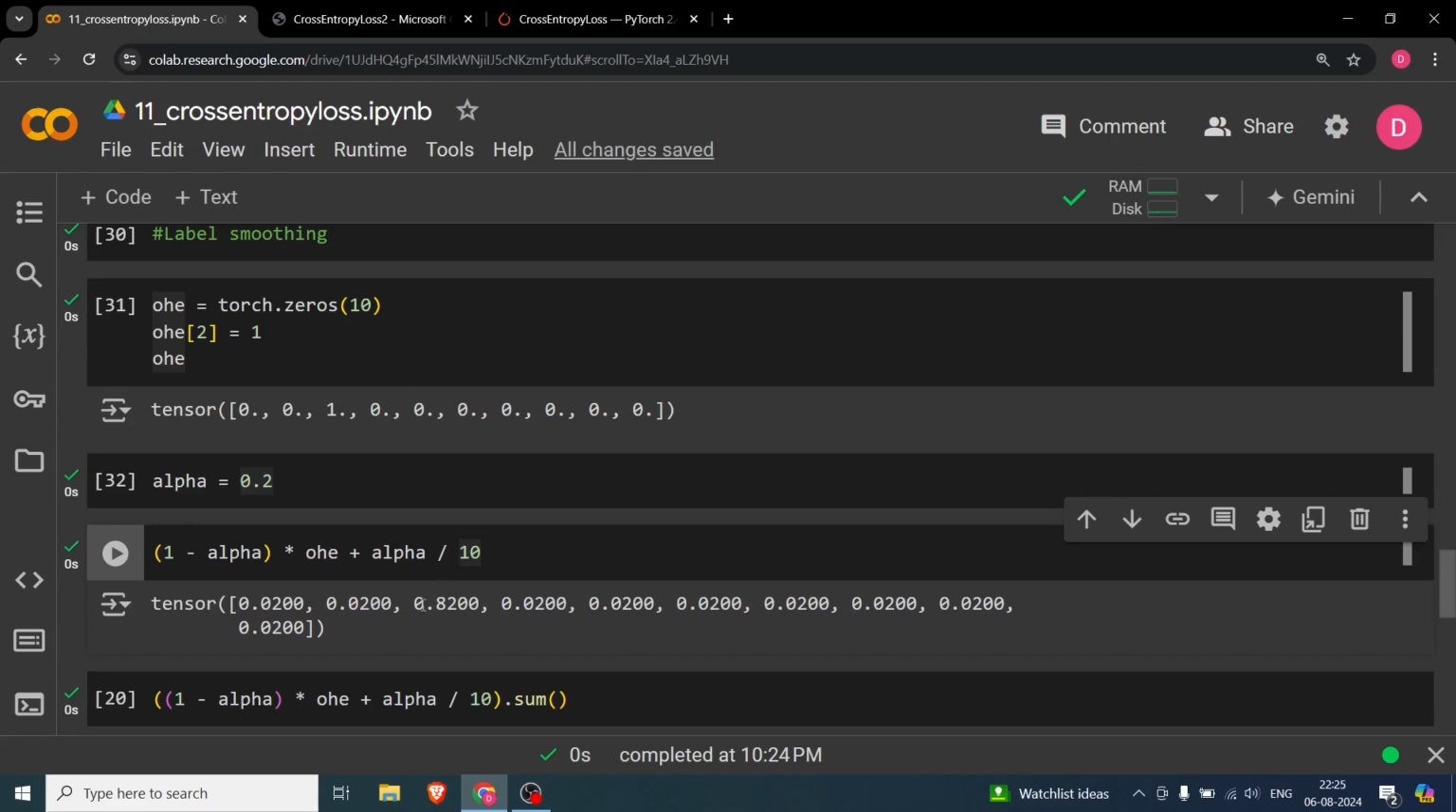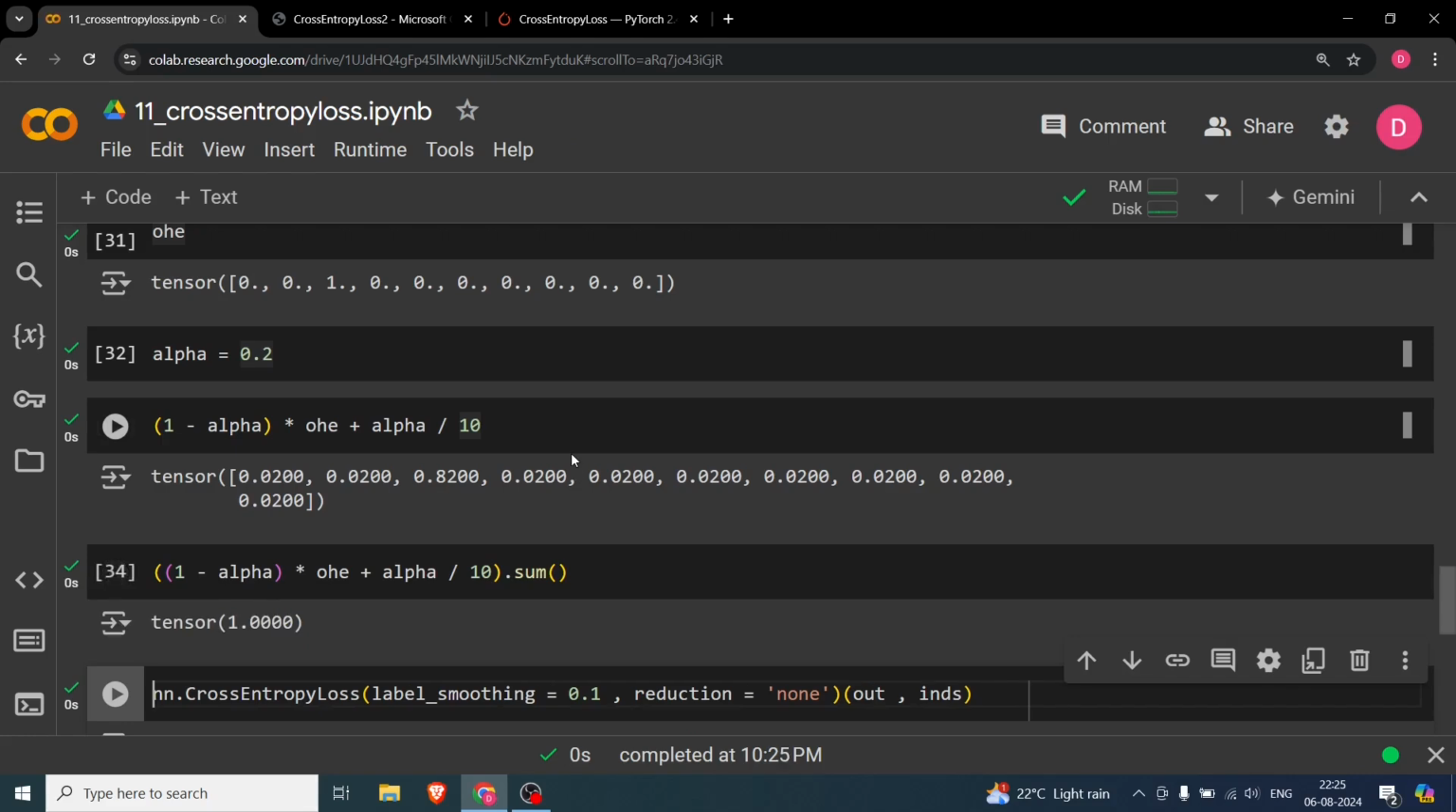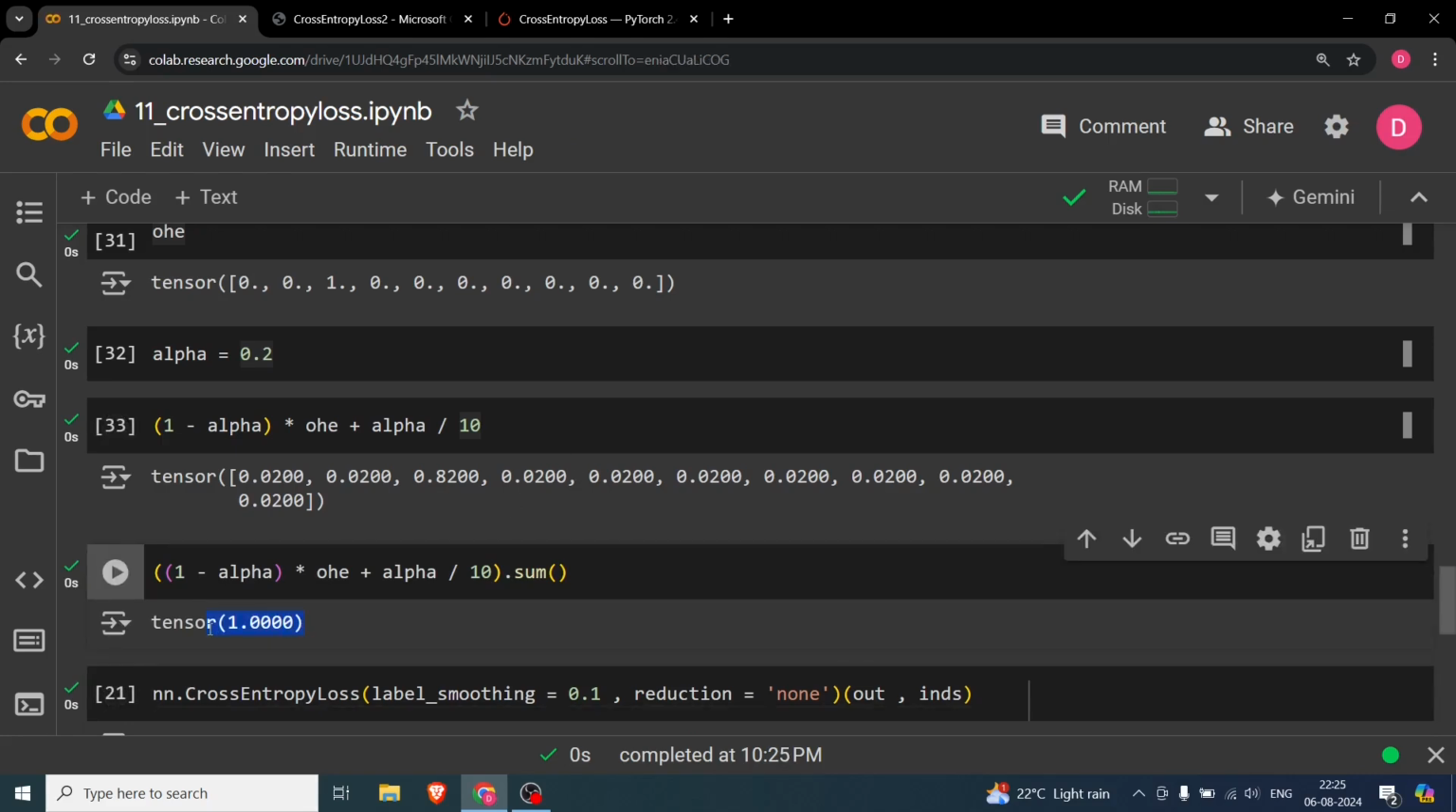And what is the weight of the correct class, the OHE? It is basically 1 minus alpha, that is 0.8. So 1 minus alpha is 0.8, and with the addition of this one over here, that is 0.82. Now obviously this should sum to 1, that is all I'm saying. So if you come over here, you will see the tensor sums to 1.0.